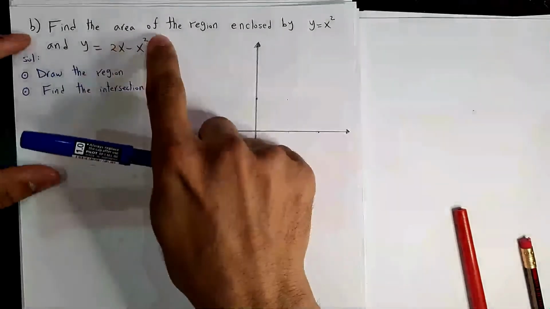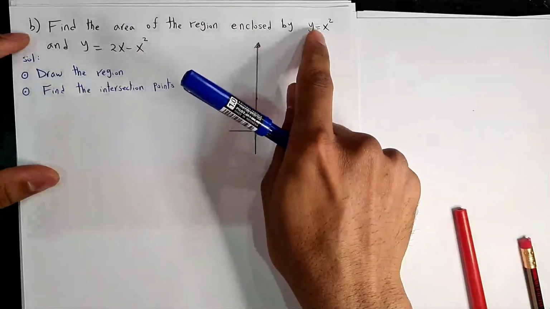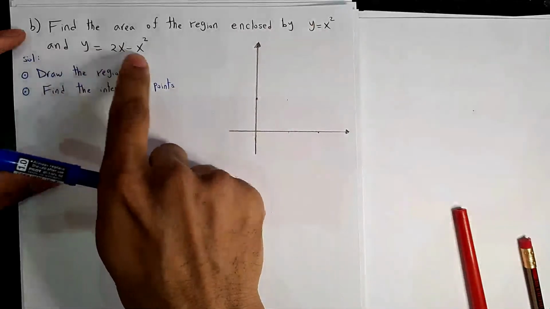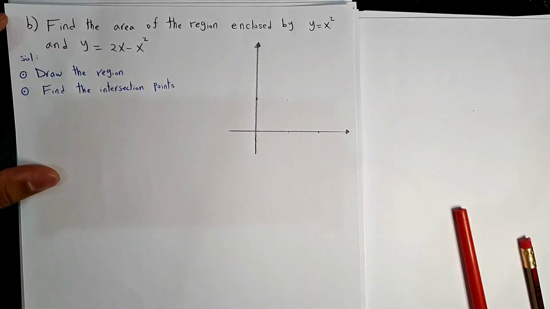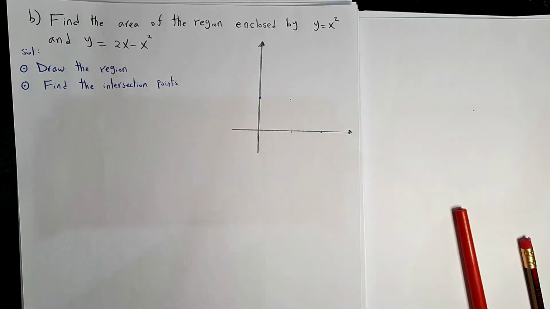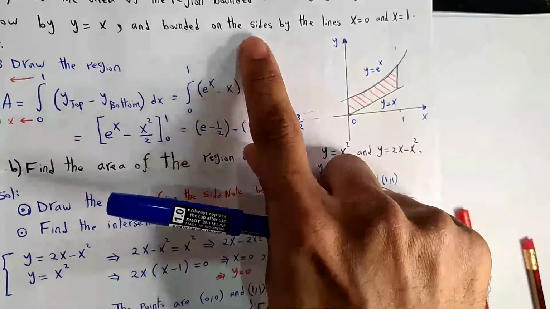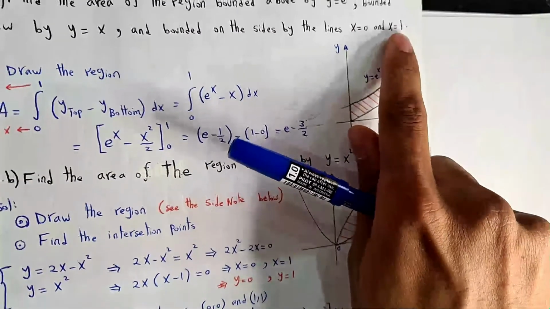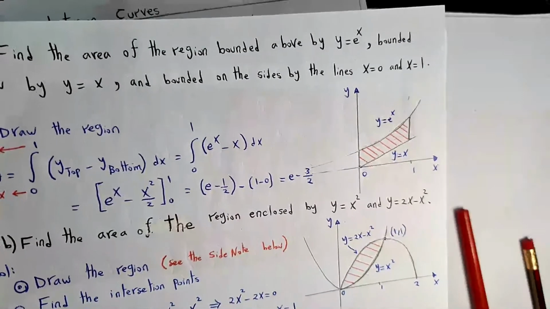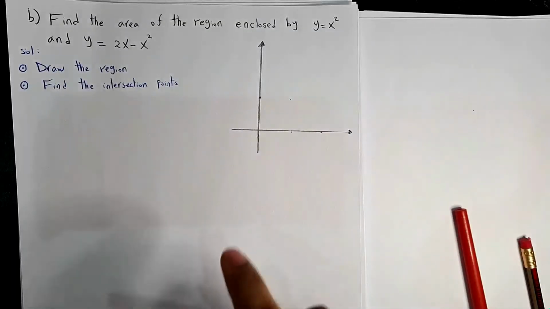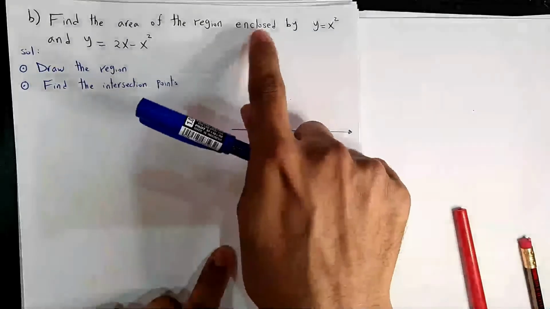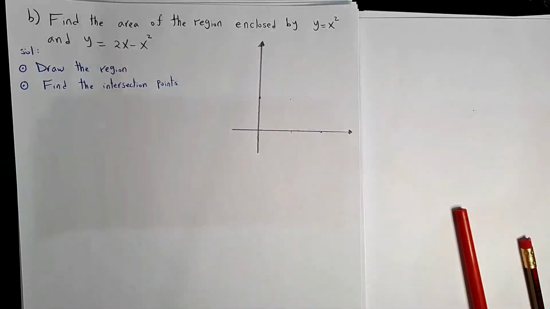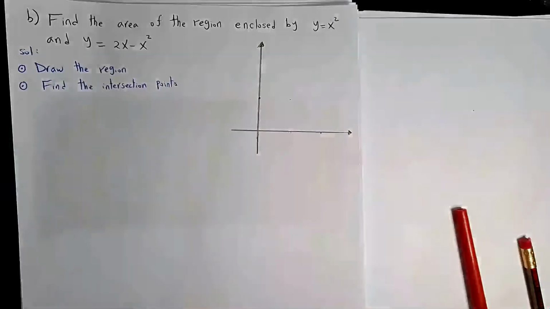He said find the area of the region enclosed by y equal x square and y equal to 2x minus x square. Well, you remember the first question, we gave you the sides x equal to 0 and x equal to 1. Those are the limits of the integration from 0 to 1. But here we do not say anything. We said it is enclosed by this curve and this curve, by this graph and this graph. Good. What shall we do in this case?